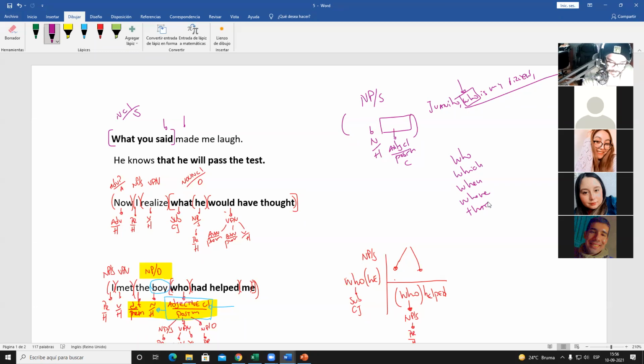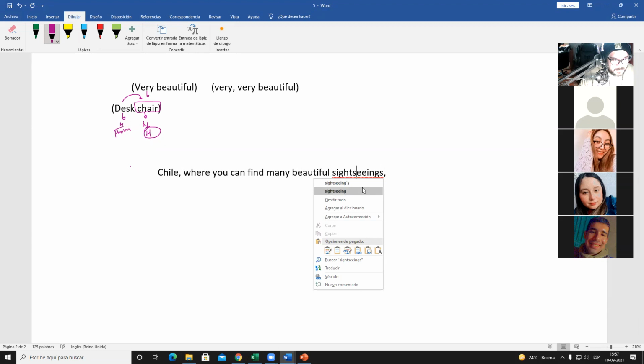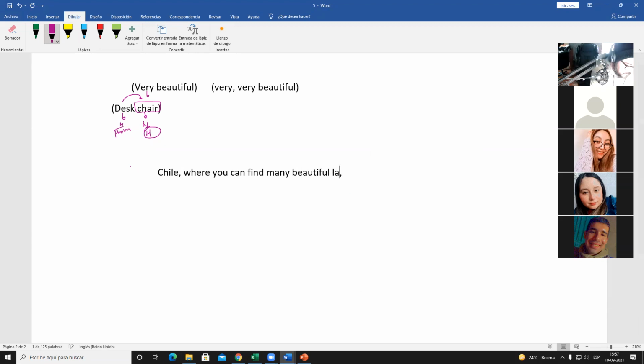Más encima la borra ahí. Chile is thin. Hagamos la mirada. Chile, y mira, le doy el espacio para la coma mental. Where you can find many beautiful landscapes. Creo que así se escribía, me equivoqué, es sin T. Landscapes, nada más fácil. Is thin. ¿Cachai? Chile, where you can find many beautiful landscapes, is thin.